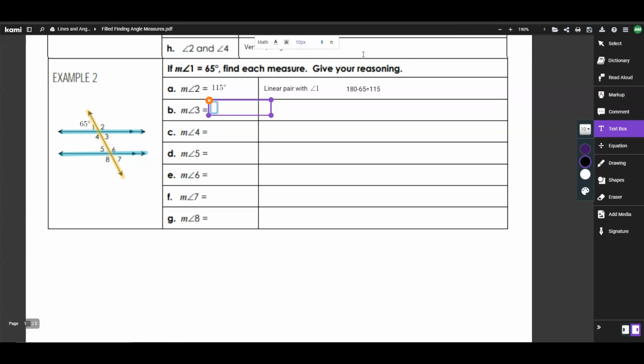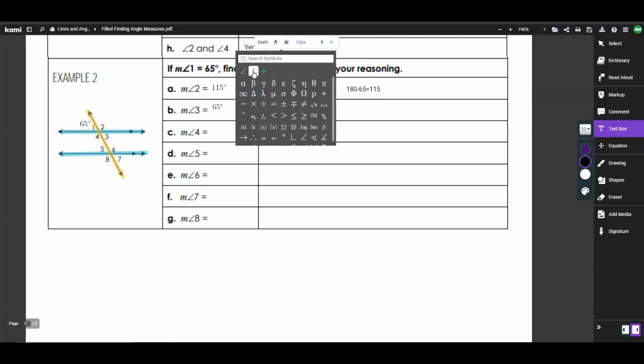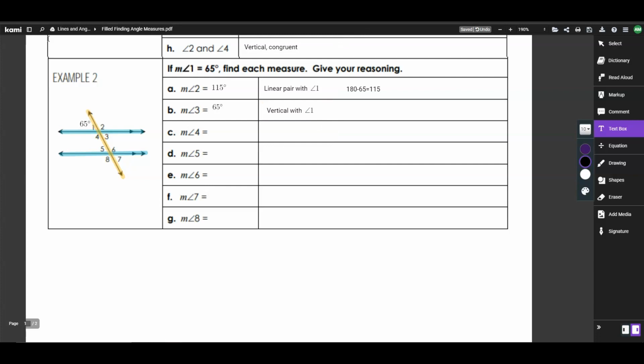So angle 3 is going to be 65 degrees. And one reason is that it is a vertical angle with angle 1. And it is also a linear pair with angle 2. Normally you will not need to label every single reason. I will be listing them all here.